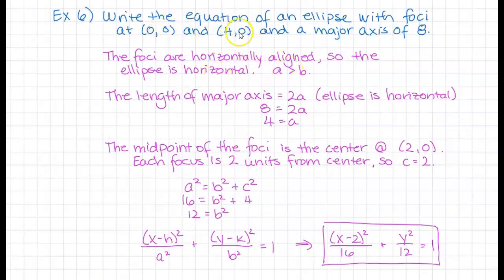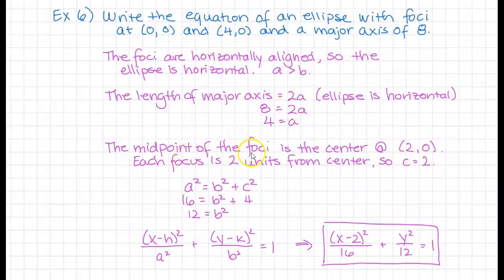You can always plot these points too if you need to see it visually. So we know that A is greater than B. Also, that means the major axis is horizontally aligned, so the major axis is 2A, not 2B, and that tells us that A is going to be 4. Now we know what A is. Now the midpoint of the foci is going to tell us the center. So we are not at 0, 0 anymore. Halfway in between here is the point 2, 0.